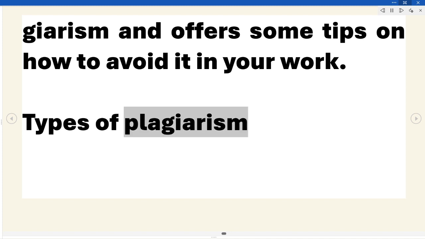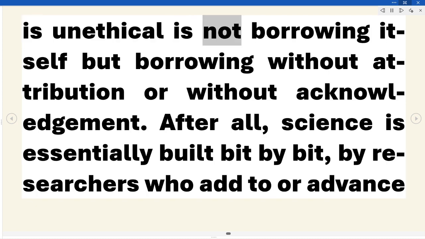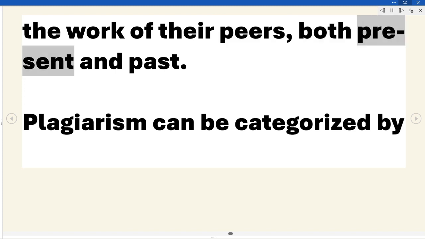Types of plagiarism. Plagiarism is not restricted to words alone. Inserting without attribution a diagram or even a photograph taken from elsewhere is plagiarism, as is using others' ideas or methods. What is unethical is not borrowing itself but borrowing without attribution or without acknowledgement. After all, science is essentially built bit by bit, by researchers who add to or advance the work of their peers, both present and past.